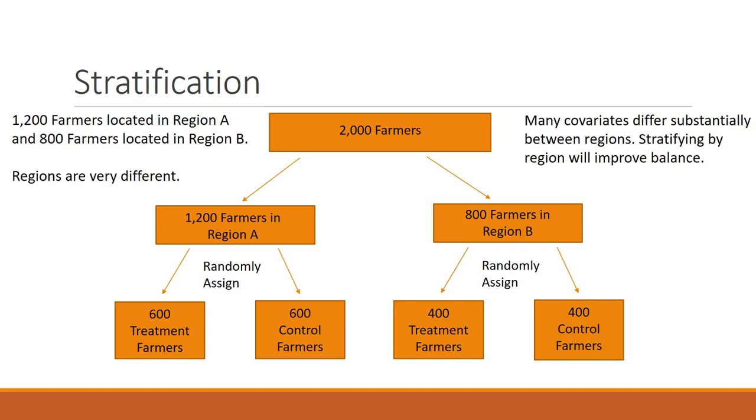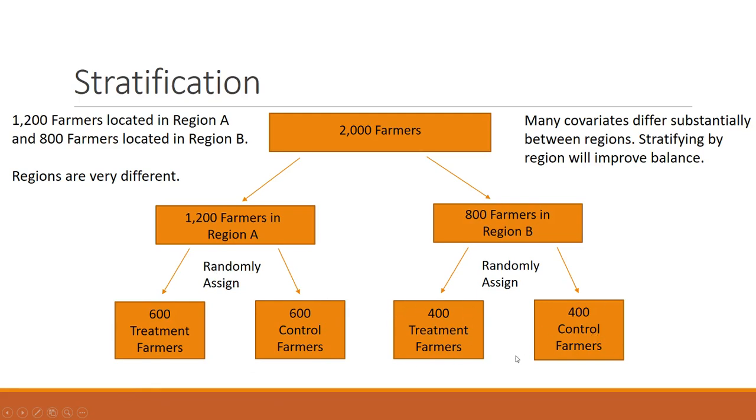And so what stratifying by region means is we're going to separate our sample into two subgroups. The region A subgroup and the region B subgroup. The region A subgroup has 1,200 farmers. The region B subgroup has 800 farmers. Now, within the 1,200 farmers in region A, we will randomly assign 600 to the treatment and 600 to the control. Within the 800 farmers in region B, we will randomly assign 400 to the treatment and 400 to the control.